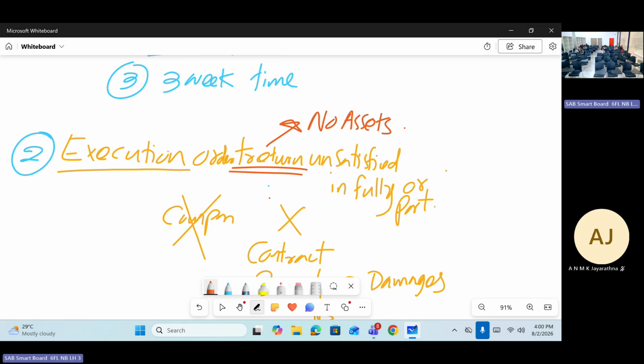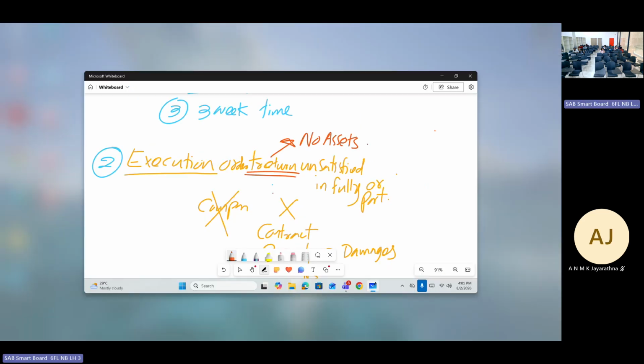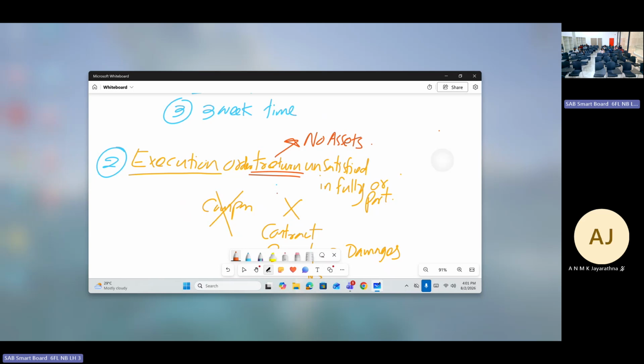There is no sufficient asset to meet the execution order. So again, the company is deemed unable to pay its debts. These are the main two grounds for a company being unable to pay its debts, the instances mentioned in the Companies Act.